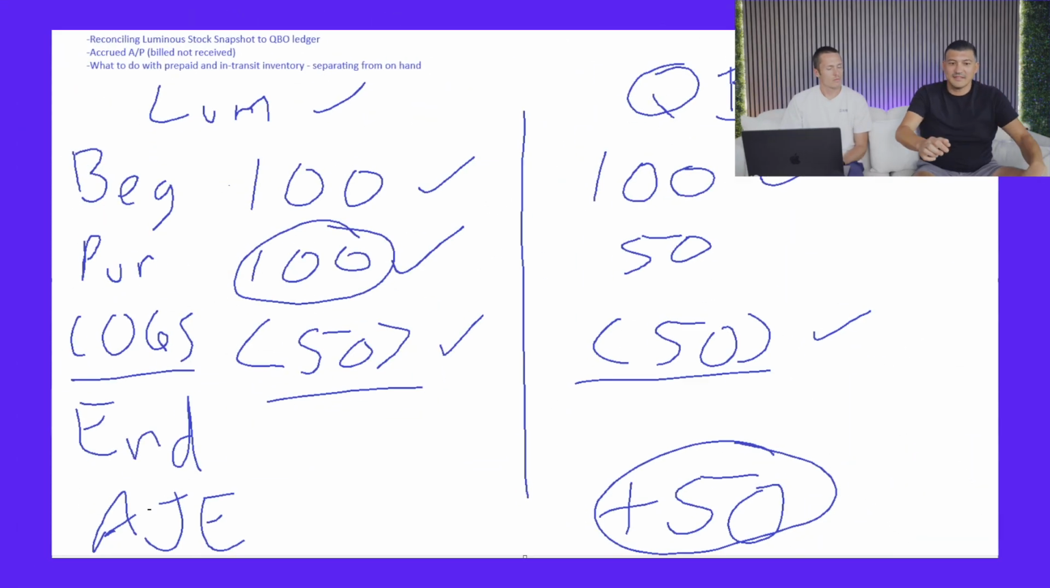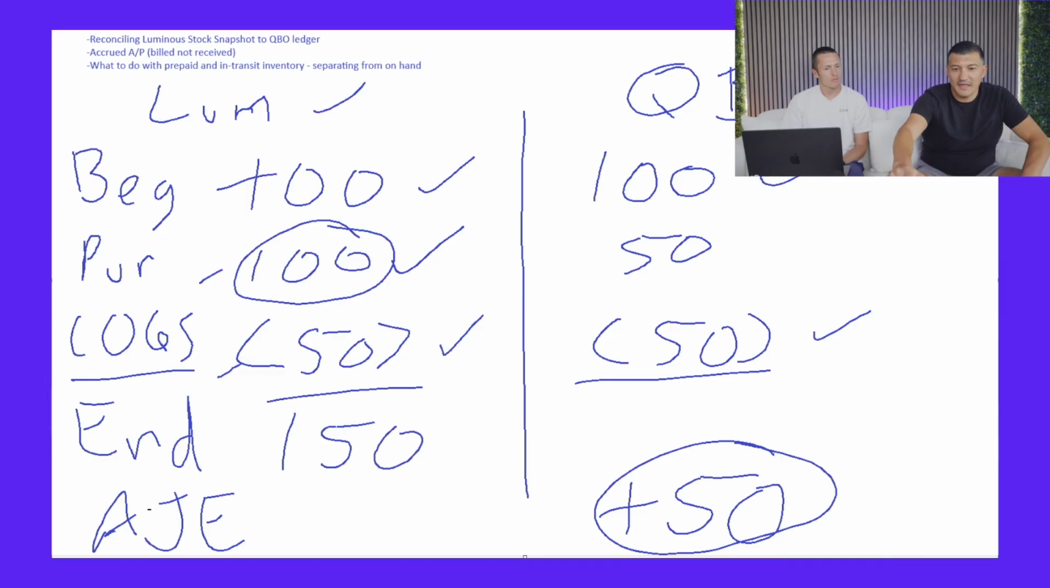The entry would be a 50 debit to inventory, increasing inventory, and thus getting your ending to tie. Because if we look over here, we'd have 100 plus 100 minus 50 is 150. And then over here, we have 100 plus 50 plus the 50 adjustment is 200 minus 50 gives you 150, and we tie. But the trick here is your adjusting journal entry should be a debit to inventory and a credit to a liability account called inventory received and not billed, or accrued accounts payable.